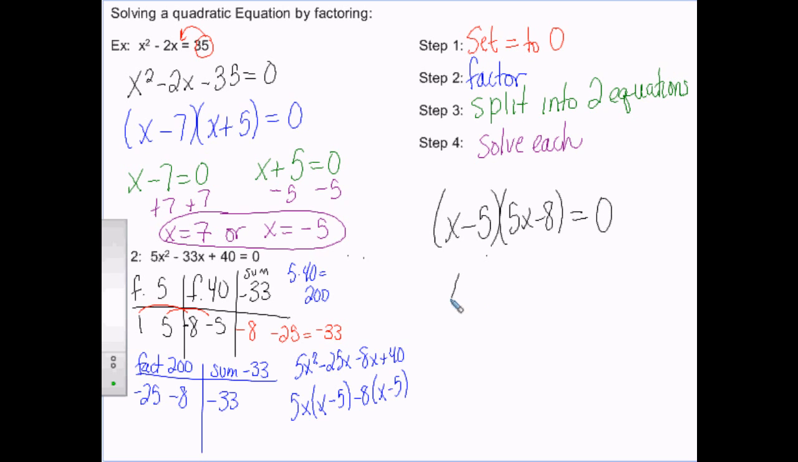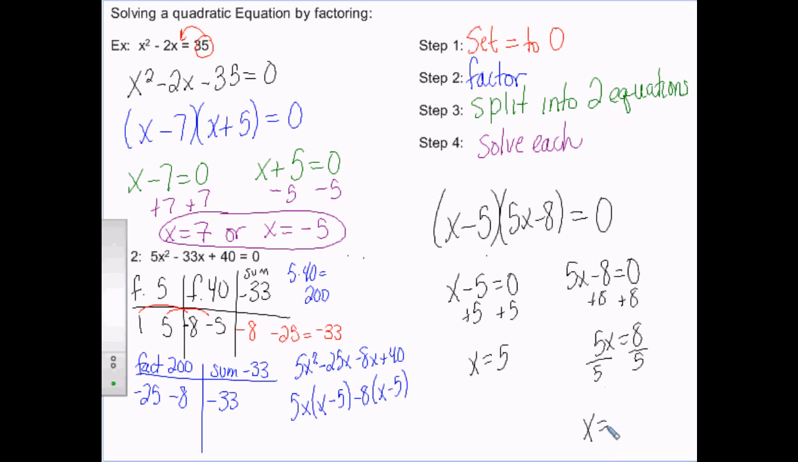Split this into 2 problems. Add 5 to both sides. Add 8 to both sides. And I get 5x equals 8. And when I divide by 5, it doesn't divide evenly, so that's okay. Leave it as a fraction. We are not afraid of fractions as answers. Just leave them as fractions. You don't have to do anything crazy to them. That's a legitimate answer.